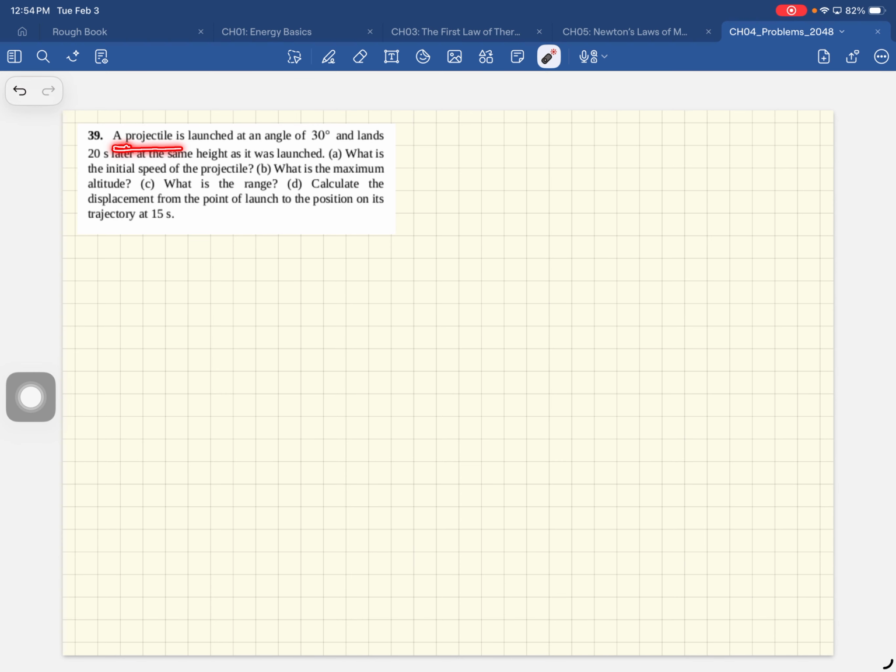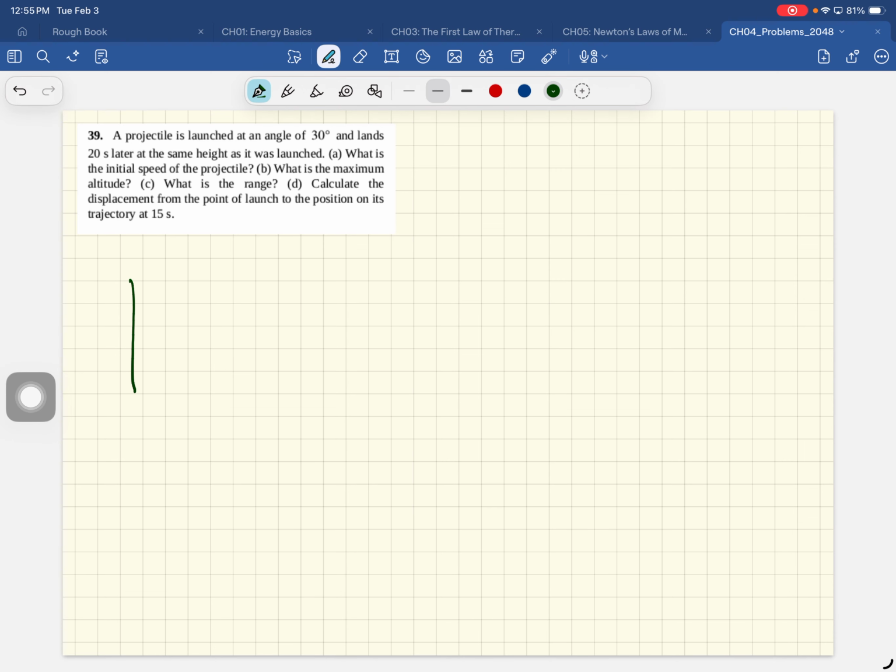Okay. A projectile is launched at an angle of 30 degrees and lands 20 seconds later at the same height as it was launched. What is the initial speed of the projectile? What is the maximum altitude? What is the range? Calculate the displacement from point of launch to the position on its trajectory at 15 seconds. Okay, so this goes through the projectile motion. It covers all aspects of projectile motion.